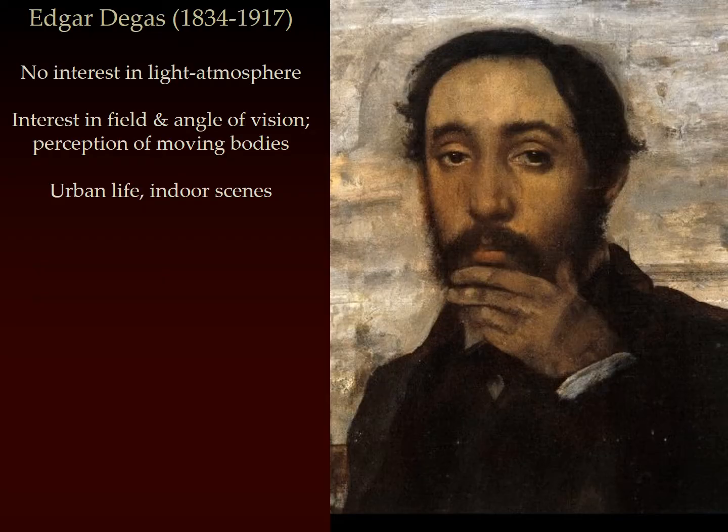Turning to a very popular Impressionist painter, Edgar Degas, we have an individual who is very disinterested, unlike Monet, in light and atmospheric effects. In fact, he uses a good deal of black in his works. So he does not have the same interest in optical illusions or color theory. Instead, his interest will be in fields and angles of vision and the perception of moving bodies. Hence, he's most famous for painting urban indoor scenes, generally of the ballet.